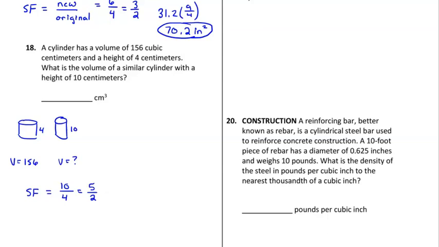And then from here you're going to do 156 times 5 over 2 squared. And when you square it, just a quick review on exponents, that's going to be the same as 5 squared over 2 squared. So that's going to be the same as 156 times 25 over 4. And then when we put that into our calculator, you should get 2,437.5.